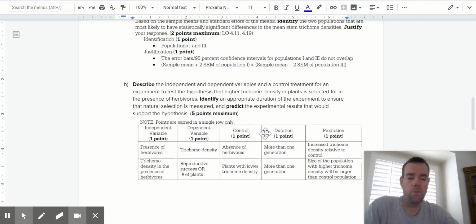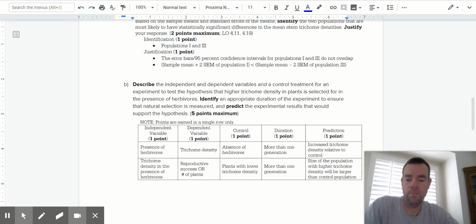Duration is just more than 1 generation, so whatever it takes for these plants to reproduce at least once. And then the prediction is that you would find more trichomes in the ones that were subjected to herbivores rather than your control, which didn't have herbivores.